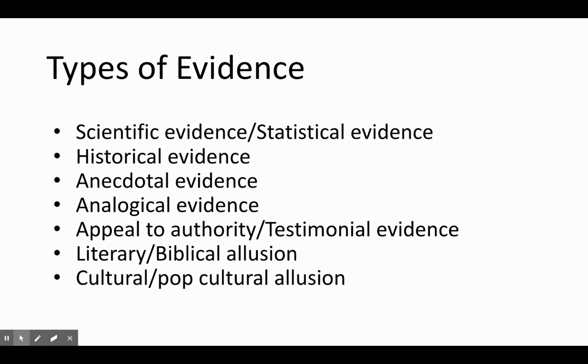Appeal to authority and testimonial evidence. This is when you bring in someone who's an expert in the field and you say, this person believes what I believe and therefore I'm right. Because if I say something about climate change and I bring Al Gore into it, who's studied climate change for his entire life, I am using an appeal to authority. He is an authority on climate change. He's studied it. He knows it, etc.